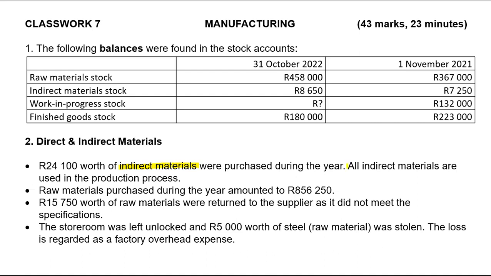Now, fortunately, they said all indirect materials are used in the production process. And when they have to tell you that this is used in the production process, just know that it is indirect. Because if it's direct material, there's no other choice. It is used. They won't tell you that it is used. So you will just know that this is direct material. For instance, they told you in point 2 that raw materials purchased during the year amounted to 856,000.